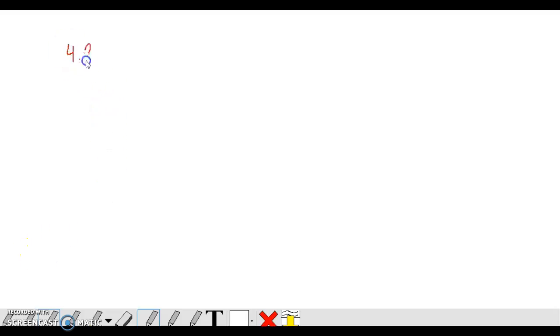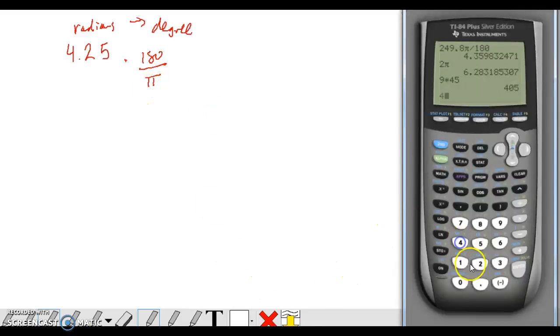All right, let's try another one. Let's try 4.25 radians to degrees. And again, I'm just going to multiply that by 180 over pi. That is my dog barking in the background. This will be a calculator one for sure. So 4.25, multiply that by 180, and then divide that by pi, boom, our answer is a little bit more, 243.5, right? Which, if you think about what we did earlier, is pretty close to the 4.35, one of the problems that we had done earlier.